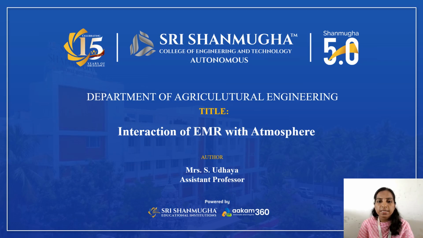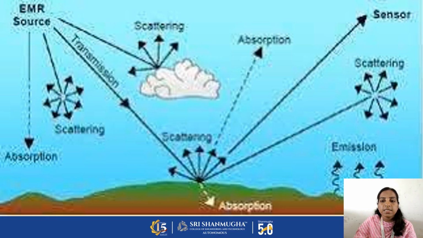In this lecture video, we are going to discuss the topic interaction of EMR with atmosphere, that is, interaction of electromagnetic radiation with atmospheric features. Electromagnetic radiation starting from the sun travels through the atmosphere on its way to the Earth's surface. In the atmosphere, what are all the changes or phenomena occurring to that radiation? This is what we are going to discuss in this topic.